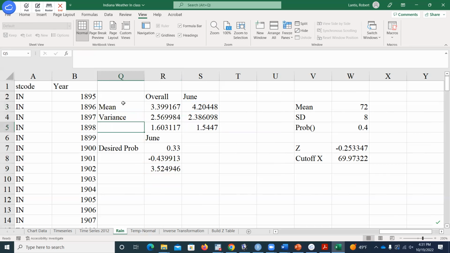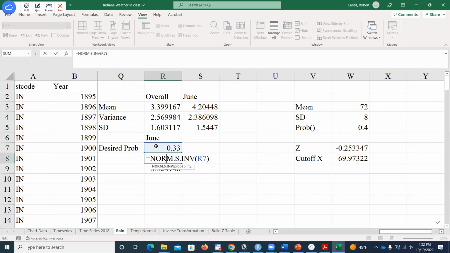So variance, standard deviation, right? So I basically just did the exact same thing I did over here. It's just that I'm using a different cell for that desired probability. And obviously I have to use the mean and the standard deviation of June rainfall here. Okay. Any questions on this? Keep moving. Got one more thing I'll show you here.